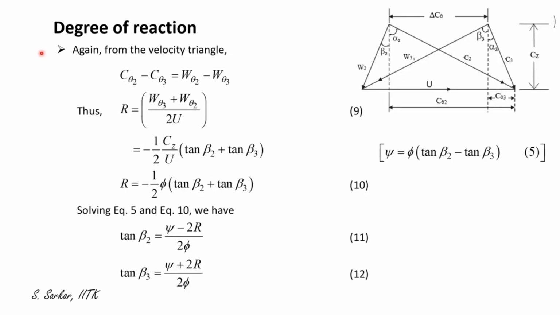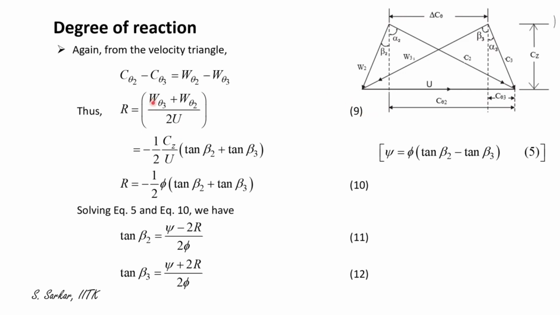Again, from the velocity triangle as presented here, I can write C theta 2 minus C theta 3 is equal to W theta 2 minus W theta 3. Thus, R can be written as (W theta 3 plus W theta 2) divided by twice U, following the earlier equation.